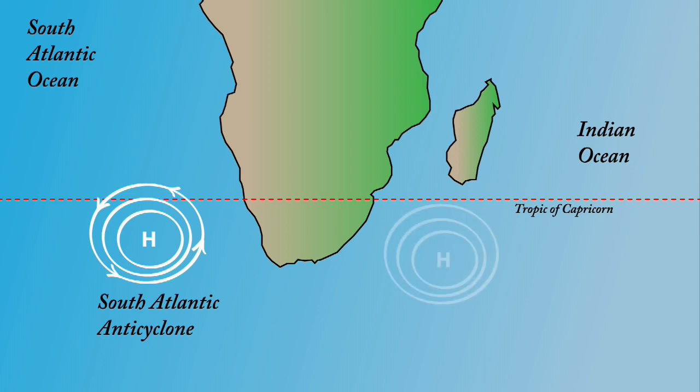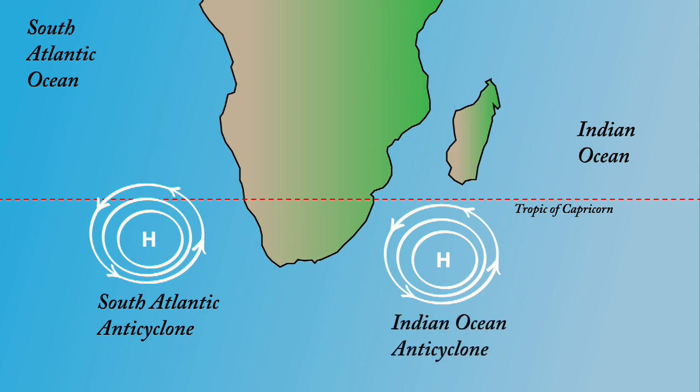There's a similar zone of high pressure off southern Africa's east coast with similar anti-clockwise winds known as the Indian Ocean anticyclone. These two anticyclones bracket a persistent low-pressure system that sits over the subcontinent, known as the Angola Low.